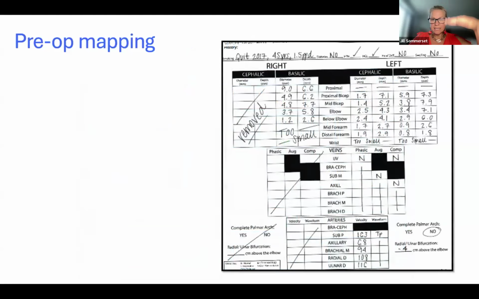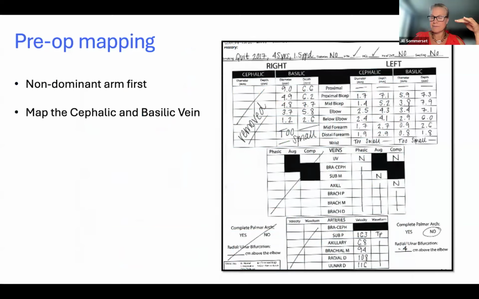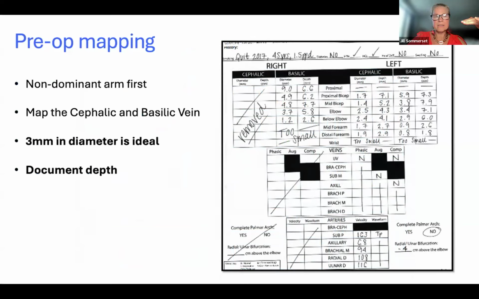So this is just reiterating what I reviewed, but any of these worksheets or diagrams that you're going to see, I am happy to share them, and they're blank, and you can certainly use them in your practice. But again, starting with the non-dominant arm first, mapping the cephalic and basilic vein, 3 millimeters is certainly ideal, and then you're definitely going to document depth because we want to know if we need to lift that vein up for cannulation.